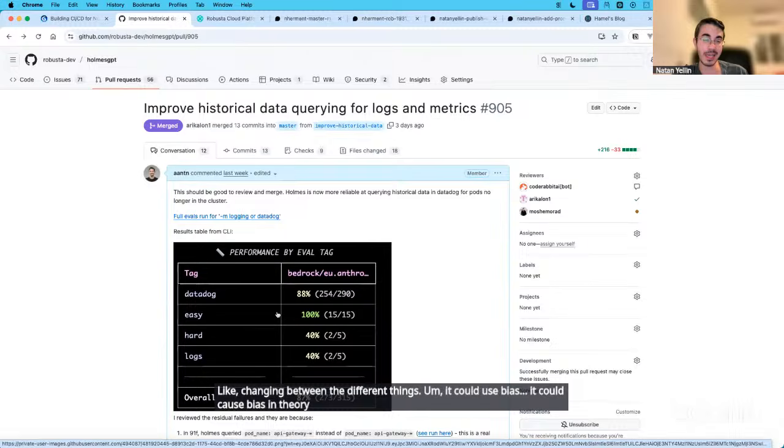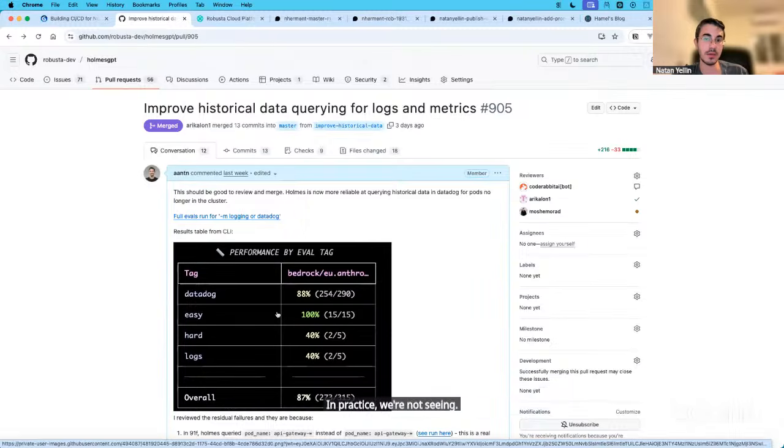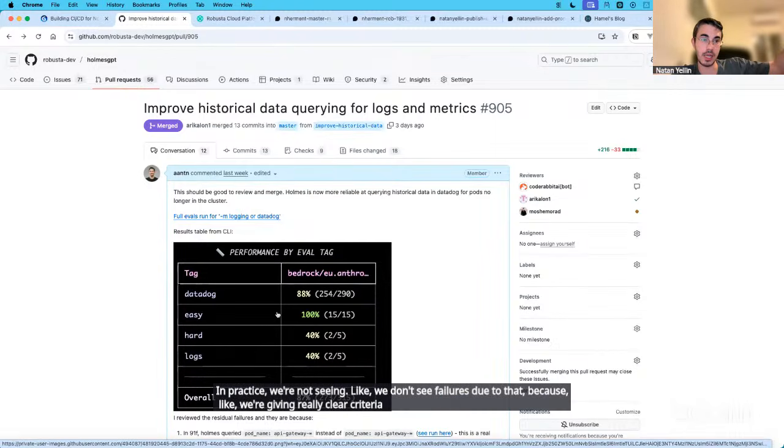I see there's a follow-up on that. It could cause bias in theory. In practice, we don't see failures due to that because we're giving really clear criteria and then we're just saying, does this match that criteria. So we haven't had issues in that.